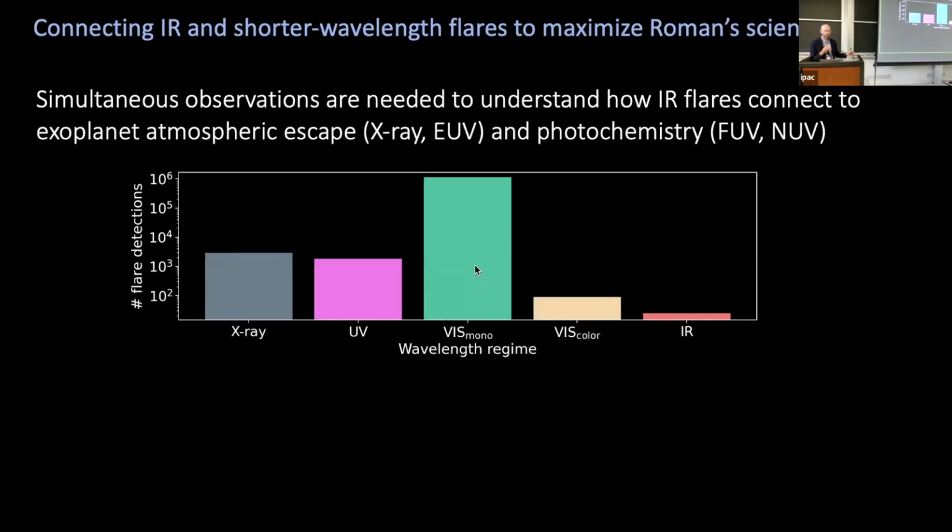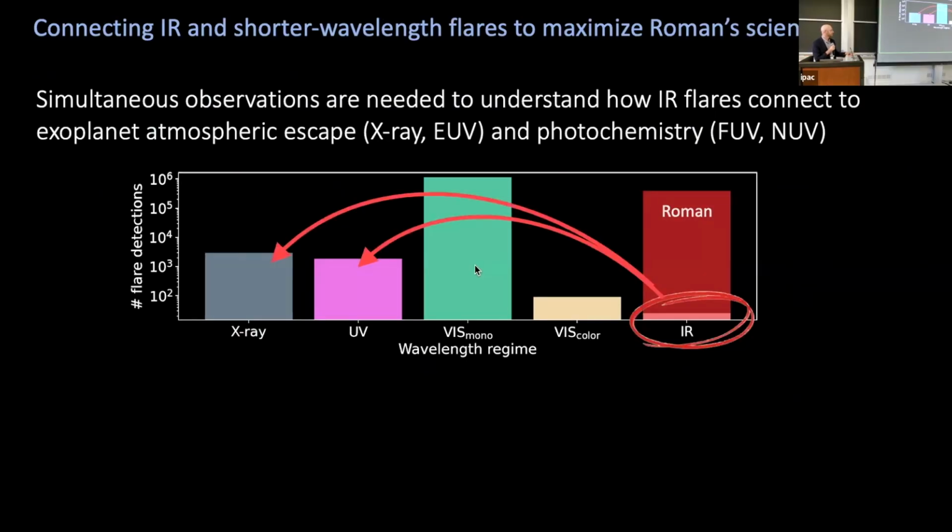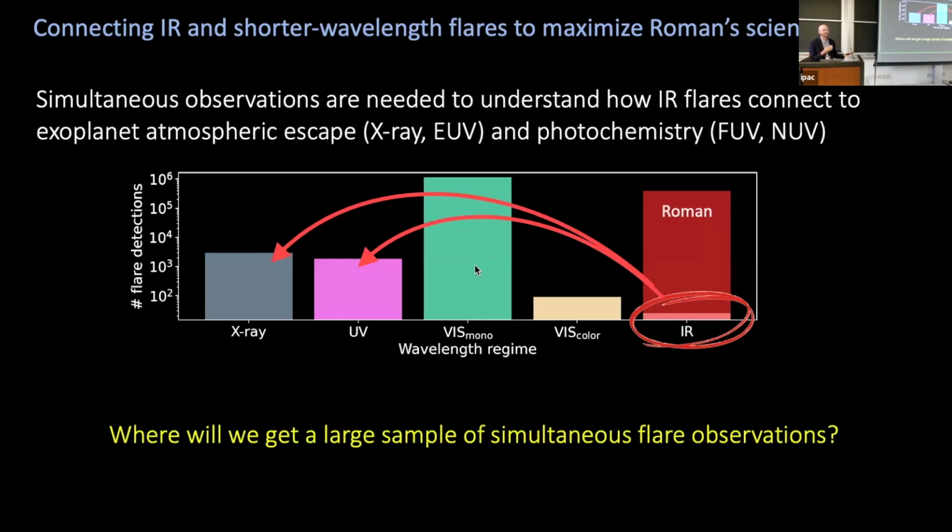And so coming full circle, we want to take what we've learned from Roman and then say, how can we propagate this backward to learn more about how the infrared connects to all of the wavelengths that drive atmospheric mass loss or photochemistry? And so standing alone, Roman will make the IR one of the best studied rather than worst studied flare regimes. But we want to know how to connect back into this other wavelength regime, or put another way, where can we get a large sample of simultaneous flare detections?